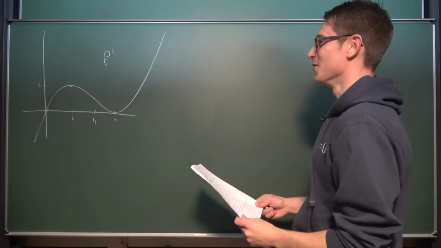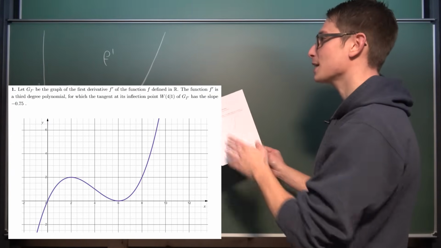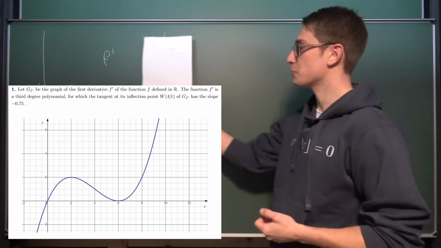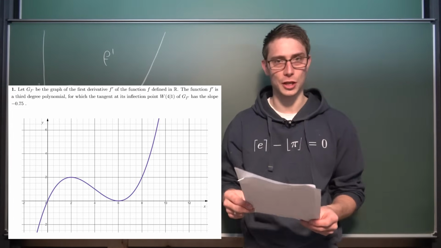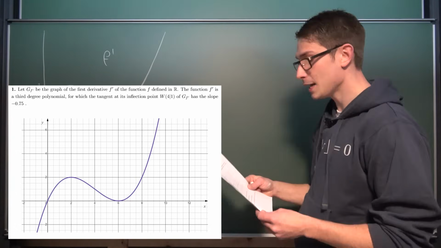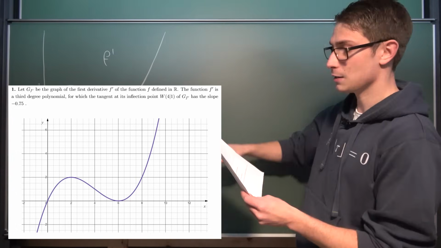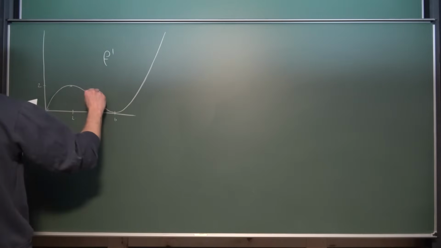We are going to continue. Now, what we have given in the part where you can use calculators and lookup tables and the like is, in the first exercise, the graph G_f' of a function f', which is the derivative of our original function f. Now f' is a third-degree polynomial, and the tangent at the inflection point W, because of Wendepunkt, this right here is W, and it has the coordinates (4, 1).